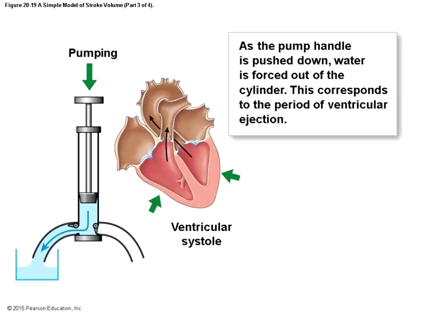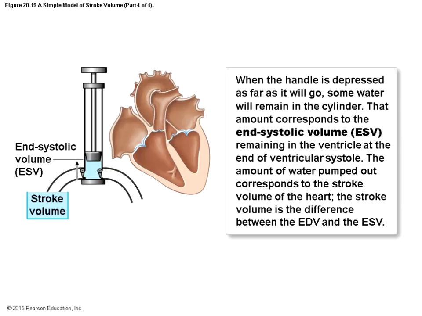And then the pumping is when you get ventricular systole. When you push the handle down, it pushes the blood out, right? That's ventricular systole. And at the end of the pumping process, whatever is left, you're not going to get every last bit of air out of that canister. Whatever is left, that's ESV, end systolic volume.